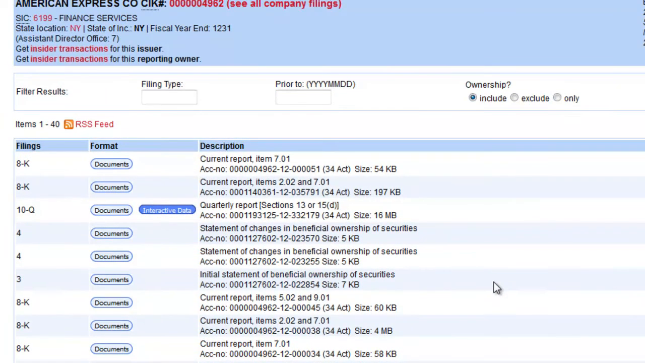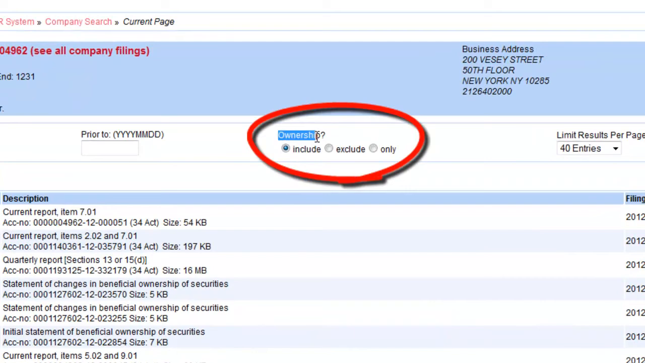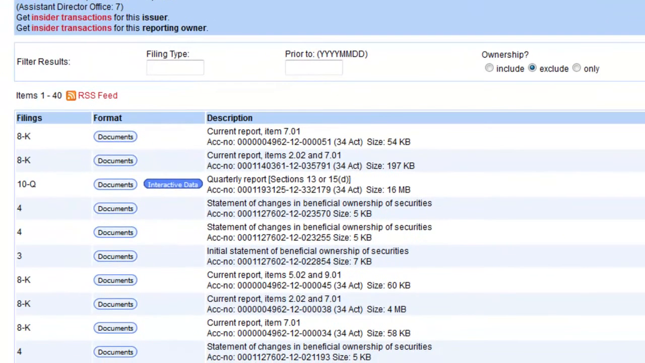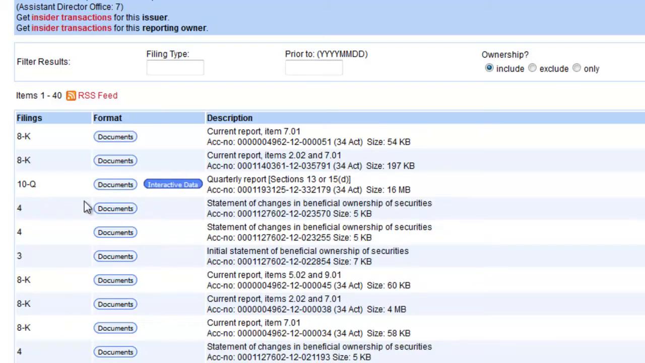Once we're on this page, we can also control this inclusion or exclusion through the ownership option right here. And again, if we exclude them and search, then they will be excluded. And if we want to include them again and we search, then they will show up again.